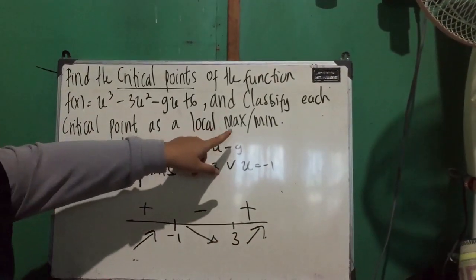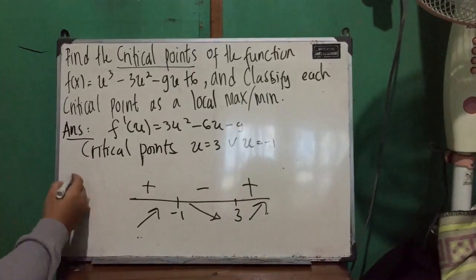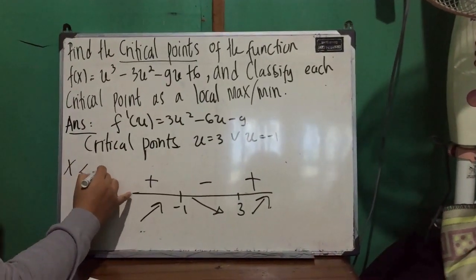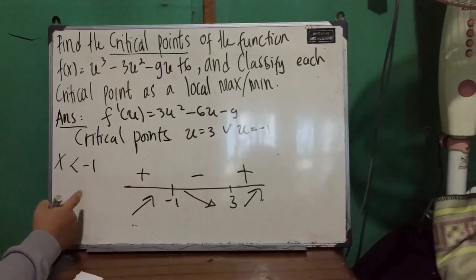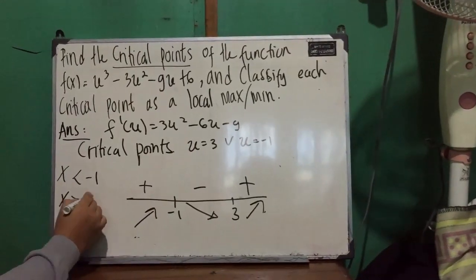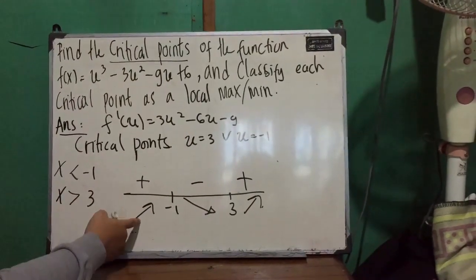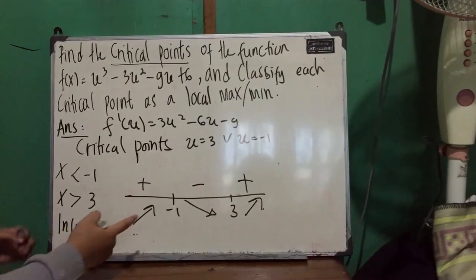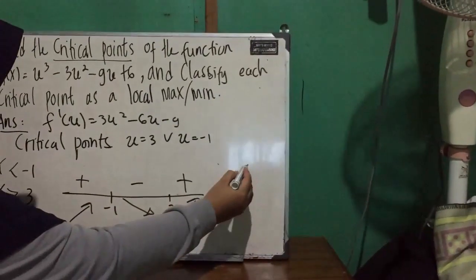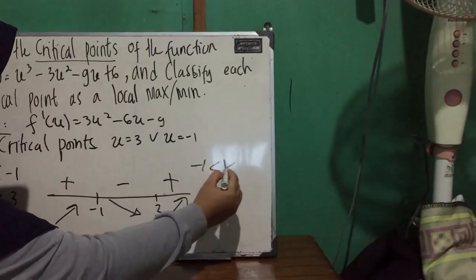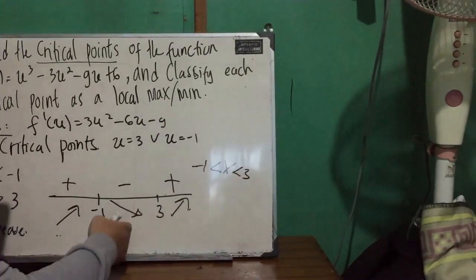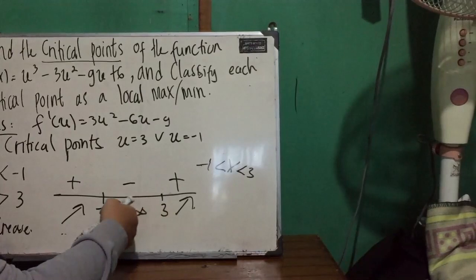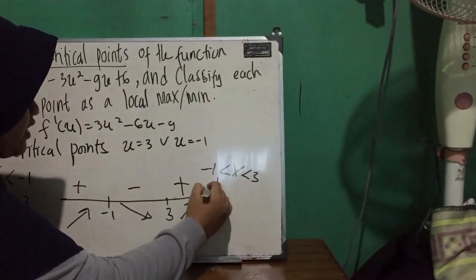So from here, for x less than minus 1 and x more than 3, the function is increasing because of the up arrow. And for x more than minus 1 but less than 3, the function is decreasing.